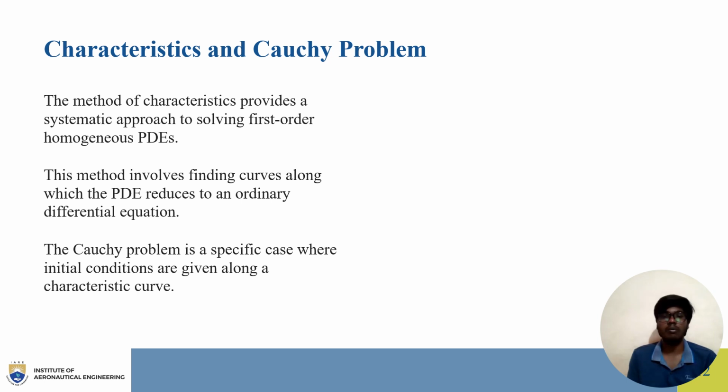Characteristics of a Cauchy problem. The method of characteristics provides a systematic approach to solving first order homogeneous partial differential equations. This method involves finding curves along which the partial differential equation reduces to an ordinary differential equation. The Cauchy problem is a specific case where initial conditions are given along a characteristic curve.